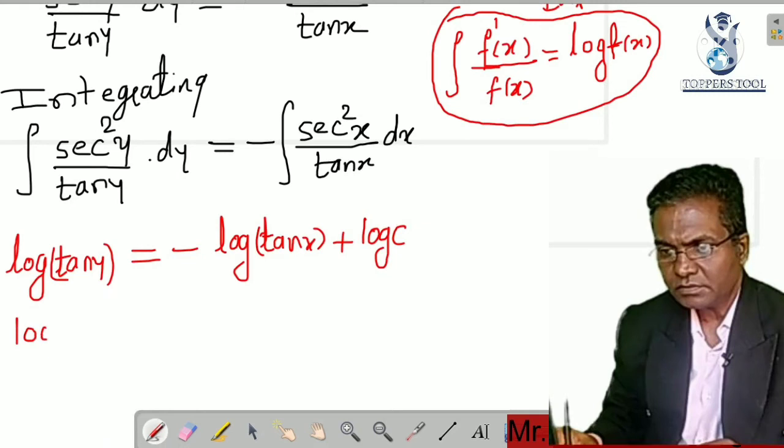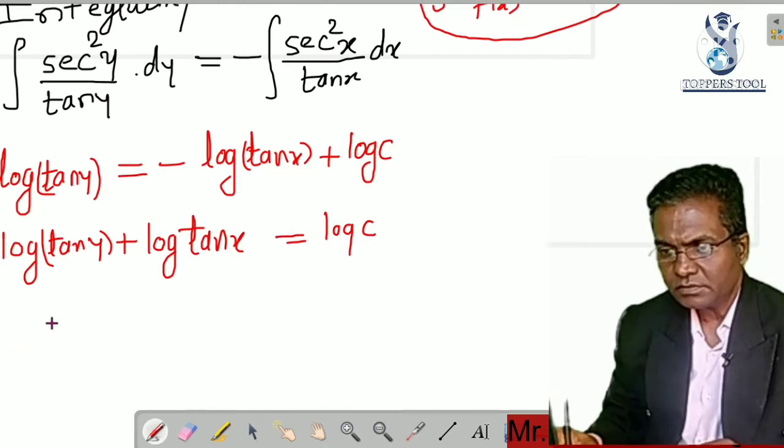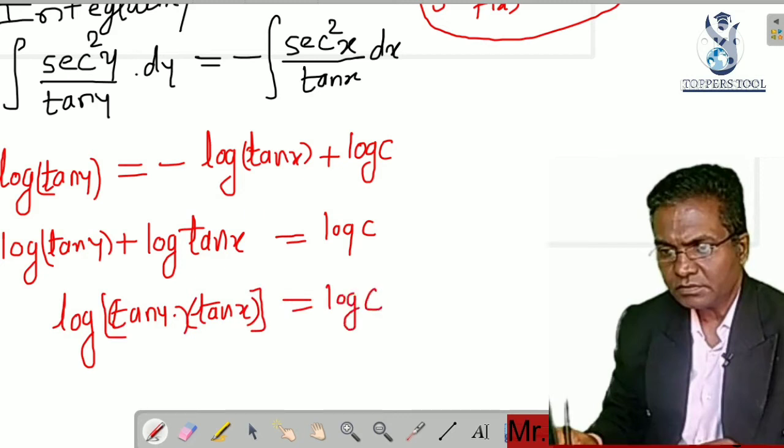Now this can be written in various ways. I can bring this side, or this is log m minus log n, it depends how you use. I can write it as log of tan y plus log of tan x equals to log c. And as I mentioned in the properties of logarithmic function, log m plus log n is log mn. I can write it as log of tan y into tan x equals to log c. Remember this, log m plus log n is log mn.